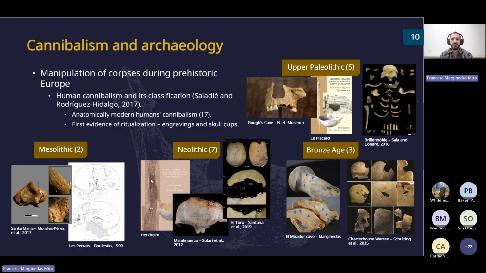It should be noted that it is in this stage that the first evidence of ritualization or symbolic treatment of the bodies appears, based on engravings on bones and the creation or manufacture of skull caps, that we will talk about later.